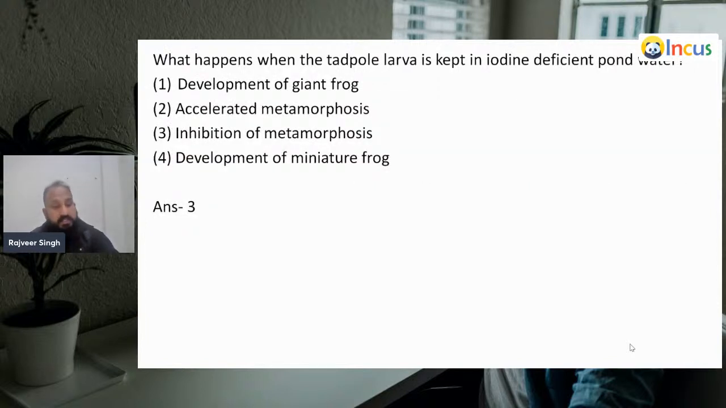Next question is just about what happens when the tadpole larva is kept in iodine deficient pond water. Development of giant frog, accelerated metamorphosis, inhibition of metamorphosis, development of miniature frog. So definitely the answer will be third, inhibition of metamorphosis.